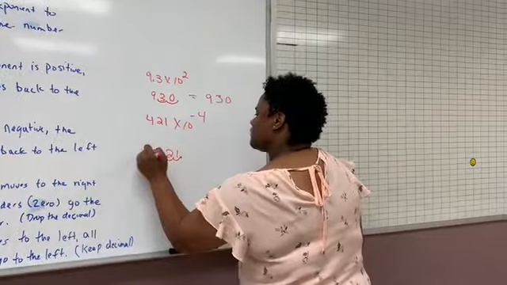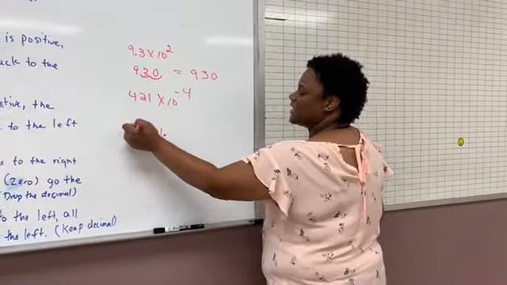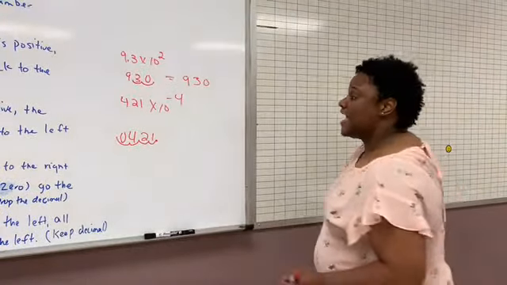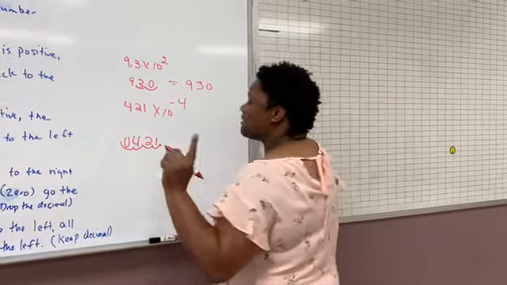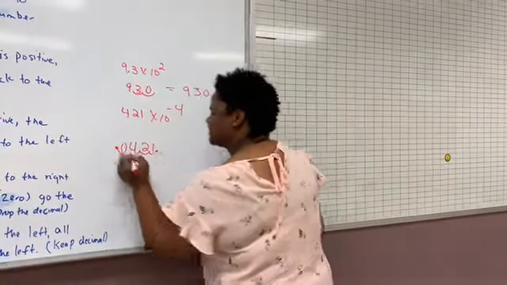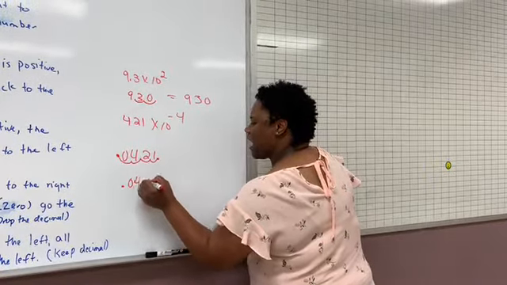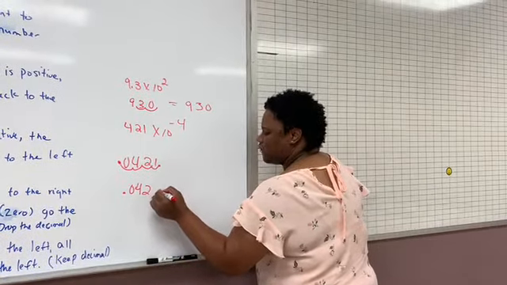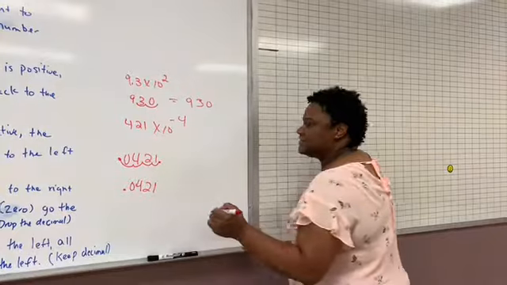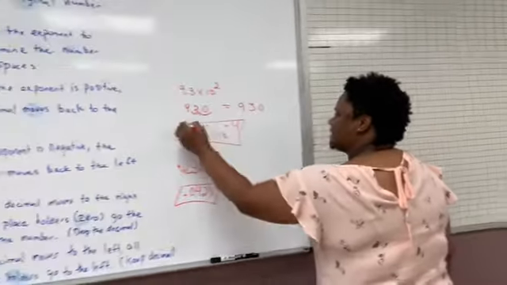So we've got a hump here. We've got a placeholder. And with this placeholder, we're going to put a 0. And remember, whenever we move the decimal back to the left, we keep the decimal. So we end up with the final number for our problem, which is 0.0421. And this is our explanation of scientific notation in standard form.